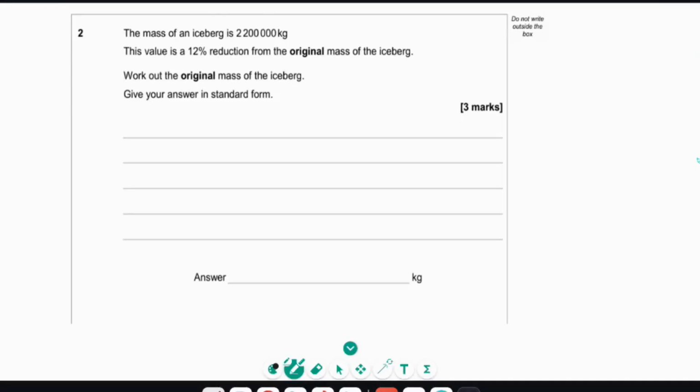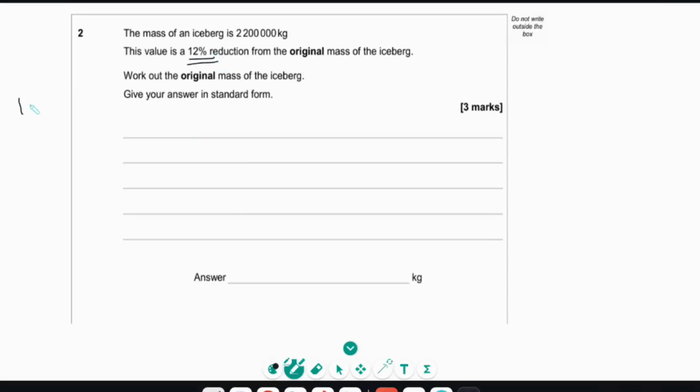Question 2. The mass of an iceberg is 2,200,000 kilograms. This value is a 12% reduction from the original mass of the iceberg. Work out the original mass of the iceberg. Give your answer in standard form. There's a couple of different ways you can do this. You can do it by dividing by the multiplier to work out the original amount. I'm going to show you by looking at, well, the original amount was 100%.